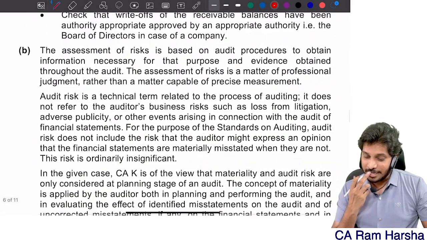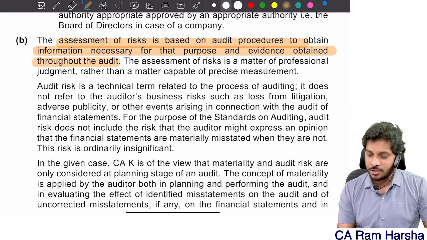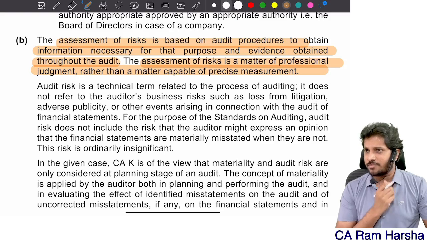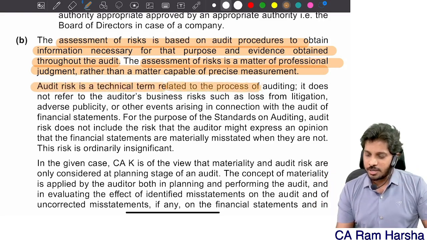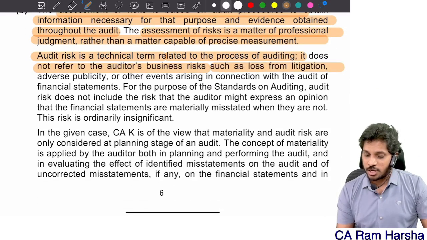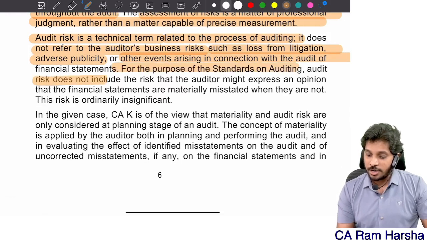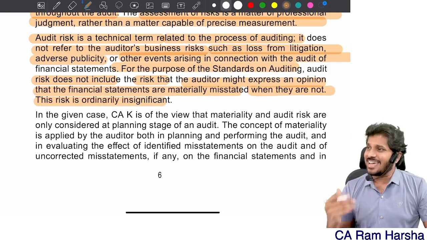They gave differently. We'll see how they give. The assessment of risk is based on audit procedures to obtain evidence necessary for the purpose, obtained throughout the audit. The assessment of risk is a judgment rather than a matter capable of precise measurement. Obviously, risk cannot be measured precisely. Audit risk is a technical term related to the process of auditing. It does not refer to the auditor's business risk such as loss from litigation, adverse publicity, or other events arising. For the purpose of the standard, audit risk does not include the risk that the auditor might express an opinion that the financials are materially misstated when they are not. This risk is ordinarily insignificant.